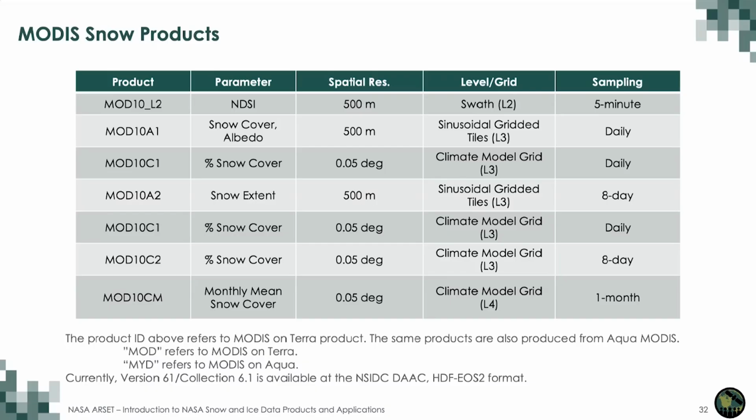And I listed here these MOD products. These refer specifically to the MODIS products on the Terra satellite. I mentioned earlier it's also on the Aqua satellite. To save space, I didn't list those, but those are exactly the same products, but they are denoted by MYD instead of MOD. So they're the exact same products, just from the Aqua sensor. Currently, we're on version 61, or collection 6.1 as it's called, at the DAAC, all in HDF-EOS2 format. Version 7, collection 7, will be coming out in the future before too long.